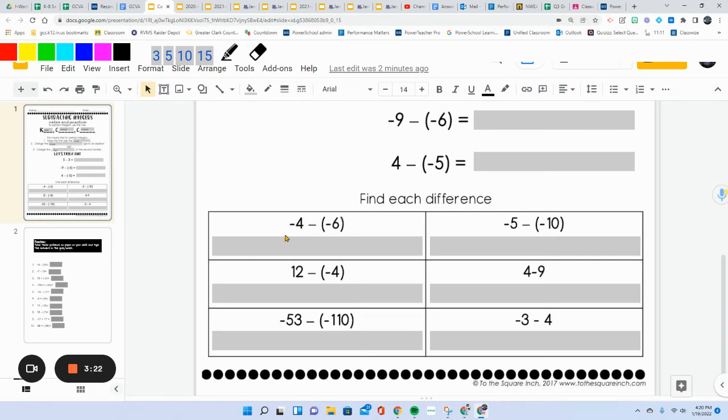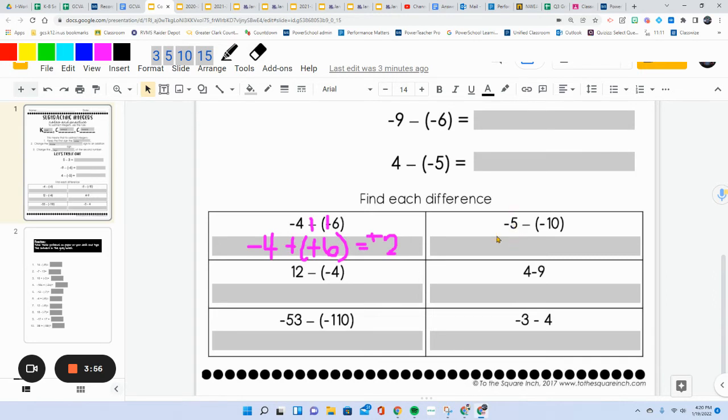There's the thing. So I'm going to keep the negative 4. Change this to a plus. Change this to a plus. Well, since the signs are different, so negative 4 and a positive 6, I'm going to subtract them. 6 minus 4 is 2. And the 6 is further from 0 than the 4, so it's going to say positive 2.